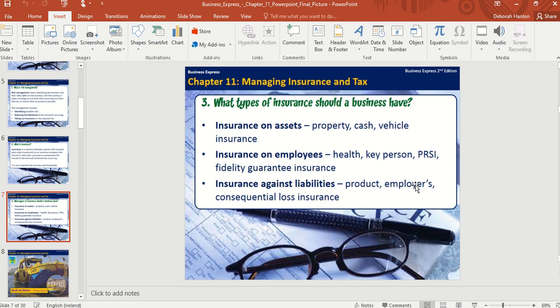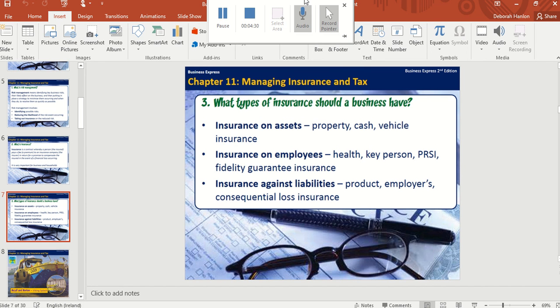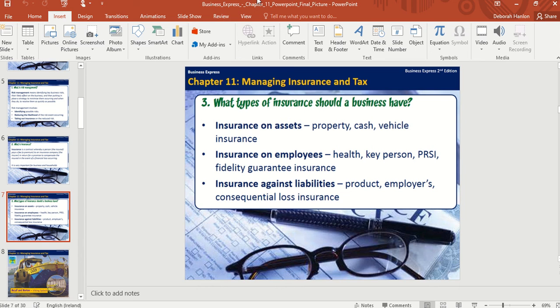Employers' liability insurance, again, if they have any employees working for them and they have an accident at work and they try and sue the employer, then the employer is protected against that. Consequential loss, then if a fire or theft or flood occurs and the business has to close as a consequence, then any loss incurred will be covered. So I suppose any profits that they might have made, the business won't be out of pocket for that.